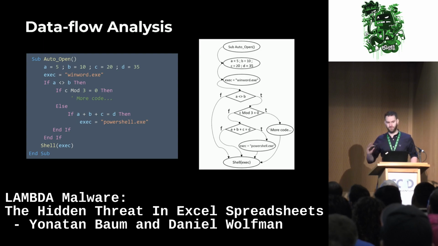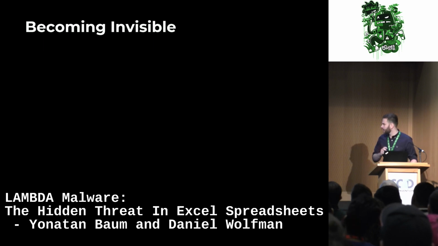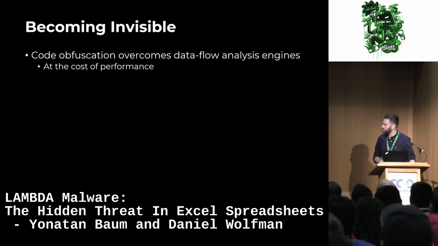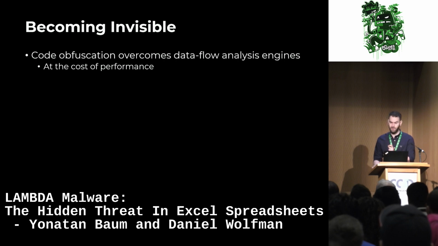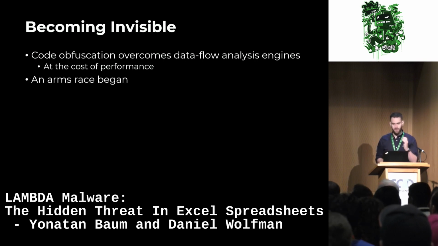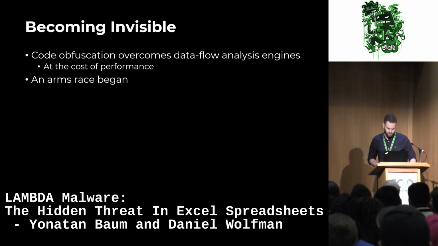The most important thing to understand about data flow analysis is that the more complex a piece of code is, the larger and more difficult to evaluate its corresponding graph becomes. Introducing a technique called obfuscation, something utilized by malware for years, decades even. Essentially, they are spaghettifying their code as much as possible to make it as difficult as possible for engines to evaluate and then detect, sacrificing performance for stealth. Beginning an arms race between malware and detection engines, each one trying to one-up the other in sophistication.